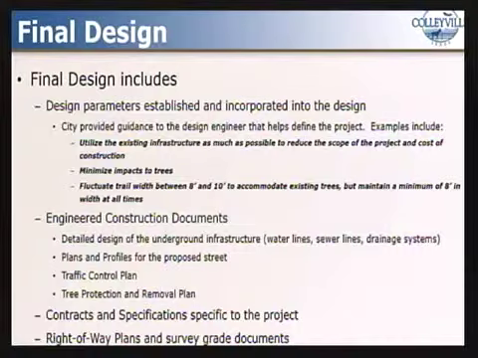Examples of possible design parameters could be: use the existing infrastructure as much as possible to reduce the scope of the project and the cost of construction, minimize the impacts to trees, fluctuate trail width between 8 and 10 feet to accommodate existing trees but maintain a minimum of 8 feet in width at all times. These are just some of the examples that could be used as guidance for the design consultant to be able to design the final project.